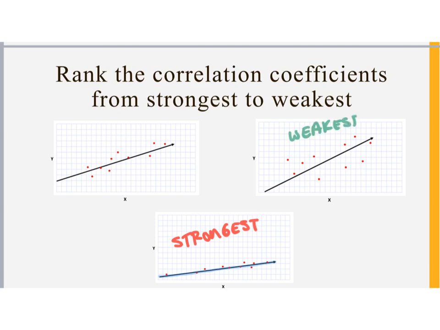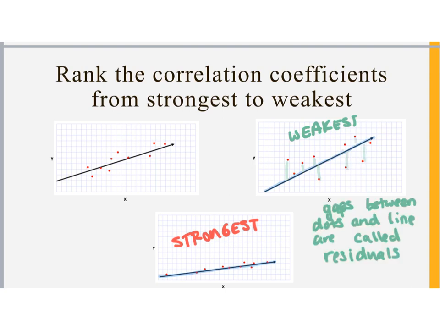Then let's look for which graph is going to be the weakest. It's this one in the corner. Though the slope looks dramatic because the angle of it is pointing upwards more than the bottom graph, the distance from the dots to the line is actually pretty large. I'm seeing some big gaps between those dots and the line. The gap between the dots and the line indicates that the correlation is weaker. And these gaps are so important in statistics that they have their own name. They're called residuals. The term residual is used to refer to a special kind of error in statistics.